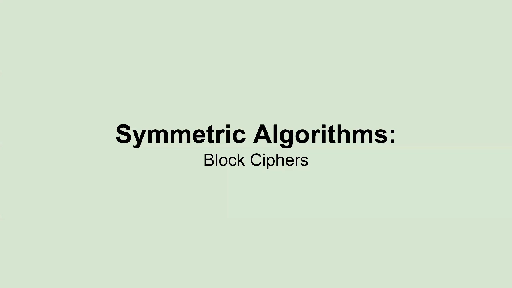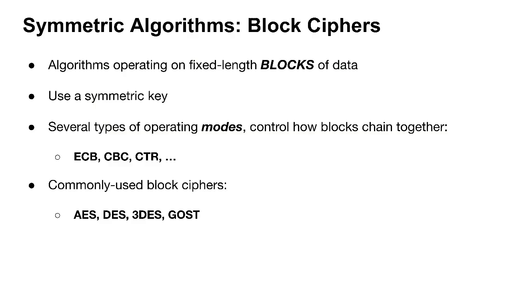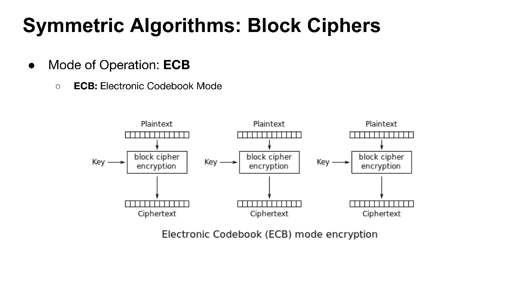Symmetric algorithms are what we'll look at next, specifically block ciphers. These are algorithms that operate on a fixed-length block of data. They use a symmetric key. They usually have several different operating modes to control how the blocks are chained together. Examples of them are ECB, CBC, and counter, and I think we'll go into some of those modes in a few slides. Commonly used block ciphers that you may see are AES, DES, triple DES, or GOST.